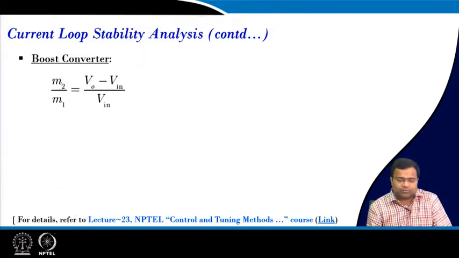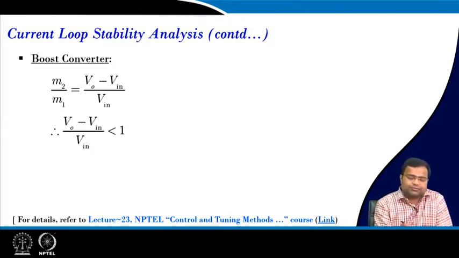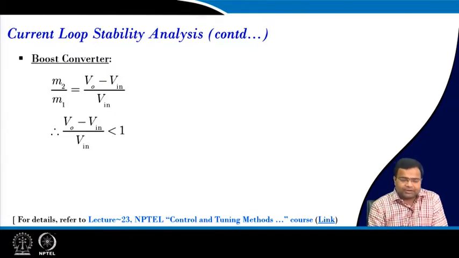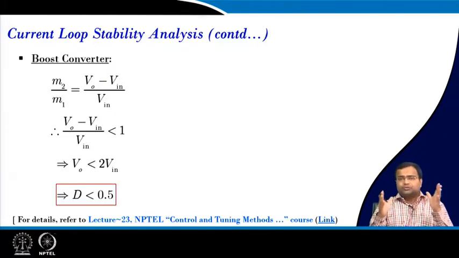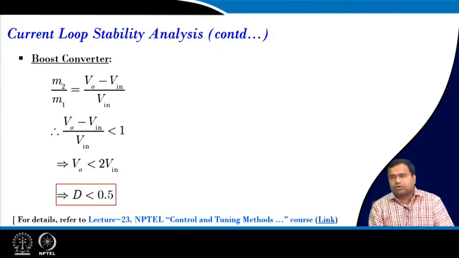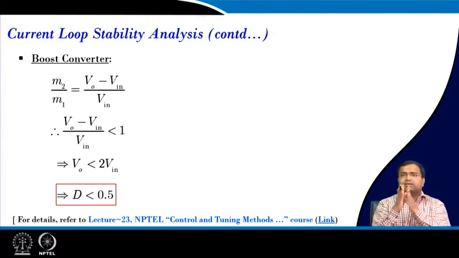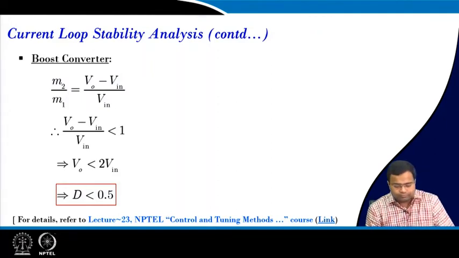Similarly, for the boost converter, if you take again M2 by M1, because if you take the mod of M2 by M1, since both are positive, it will be M2 by M1 should be smaller than 1, because it is always greater than 0. Then again it can be shown the duty ratio should be less than 0.5. So, it is a universal requirement: the duty ratio should be smaller than 0.5 with closed inner loop.